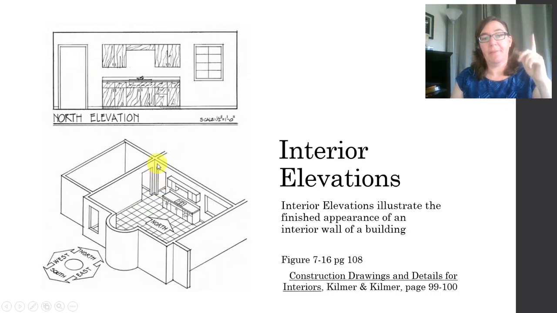You'd see to the left the edge of the wall, and then this doorway, and then we'd see the length of cabinets, and then we'd see the window to the right. And so you can see that this interior elevation shows that wall.